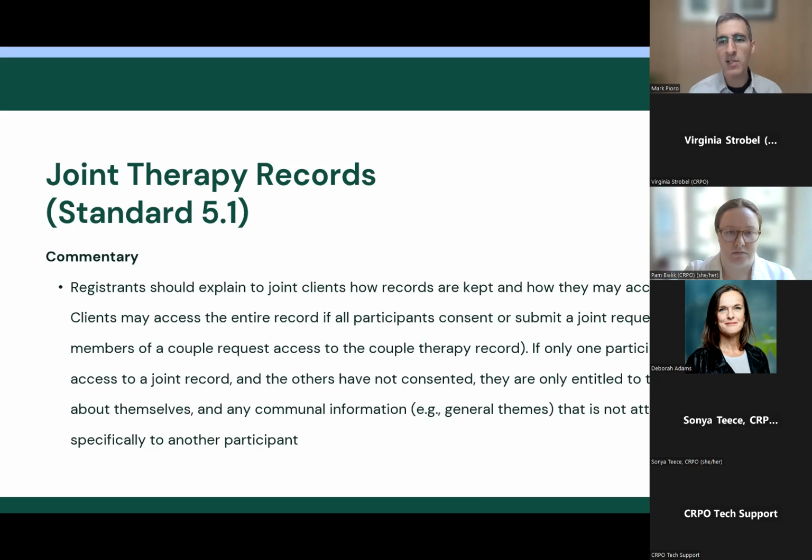If only one participant requests access to a joint record and the others have not consented, they are only entitled to the information about themselves and any communal information, for example, general themes, that is not attributable specifically to another participant. Thinking about this in advance can help sort out what would happen if in the future a registrant receives an individual request for a joint record.